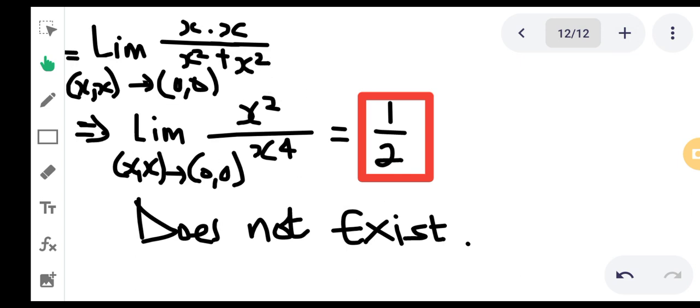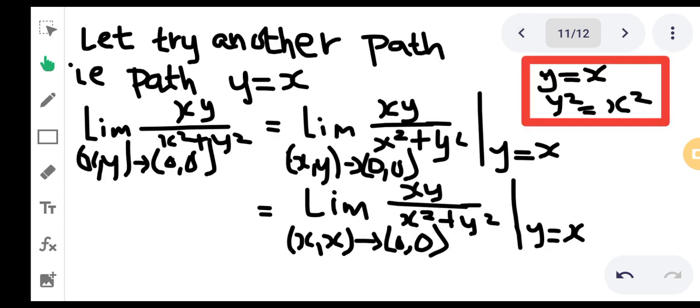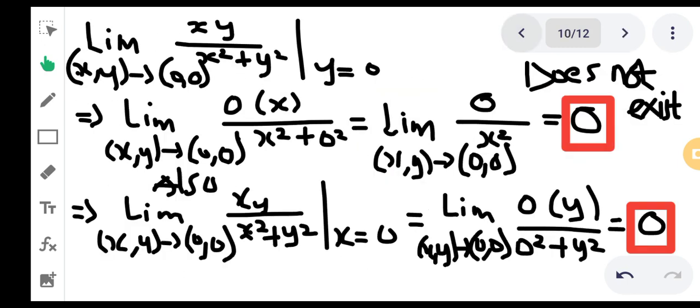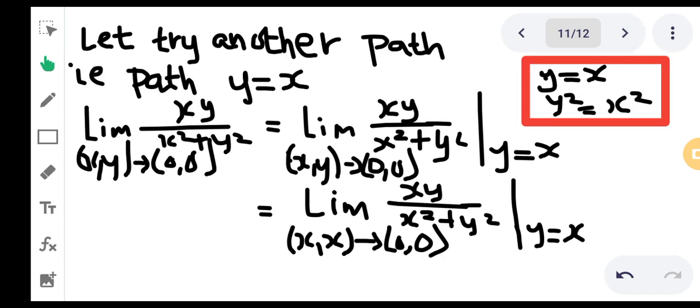So you are going to get x multiplied by x, which is x squared, over x squared plus x squared, which is 2x squared. So x squared over 2x squared, you are going to get 1 over 2. Because this 1 over 2 is not equal to 0, which we got earlier, then the limit does not exist. Okay, thank you very much.